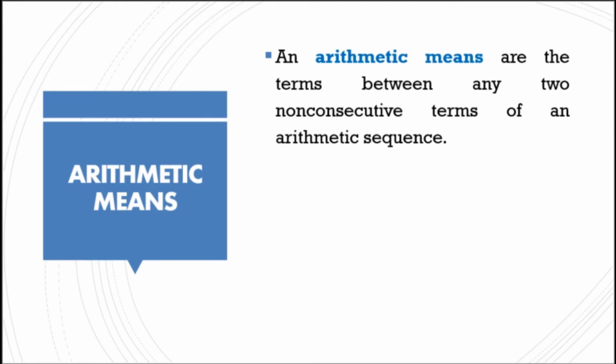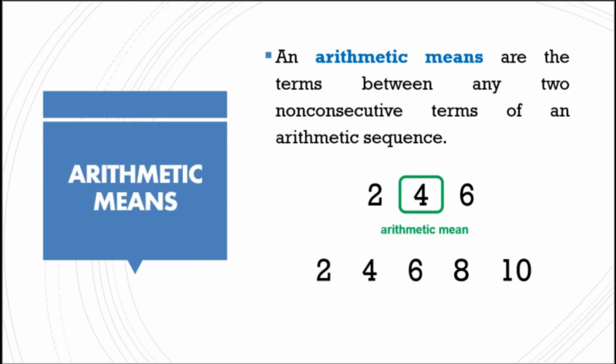For instance, when three terms form an arithmetic sequence, the middle term is called the arithmetic mean between the other two. For example, if we have 2, 4, and 6, the middle term, which is 4, is called the arithmetic mean between 2 and 6. And if we have 5 terms like this one, we have 2, 4, 6, 8, and 10. The arithmetic means between 2 and 10 are 4, 6, and 8.